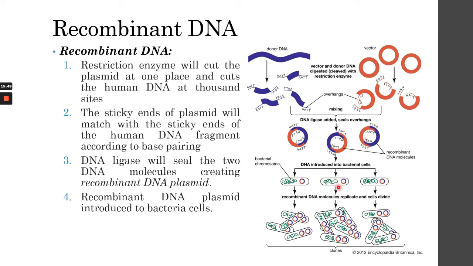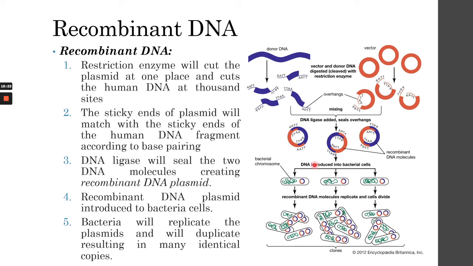If we successfully manage to introduce this recombinant DNA plasmid into bacteria, the bacteria will undergo binary fission. If you forget what binary fission is, it's basically the duplication process of bacteria. For us, we have meiosis and mitosis. For bacteria, they have binary fission. And when they do binary fission, they will also duplicate this recombinant DNA plasmid. Now what we have is multiple copies of that recombinant DNA.